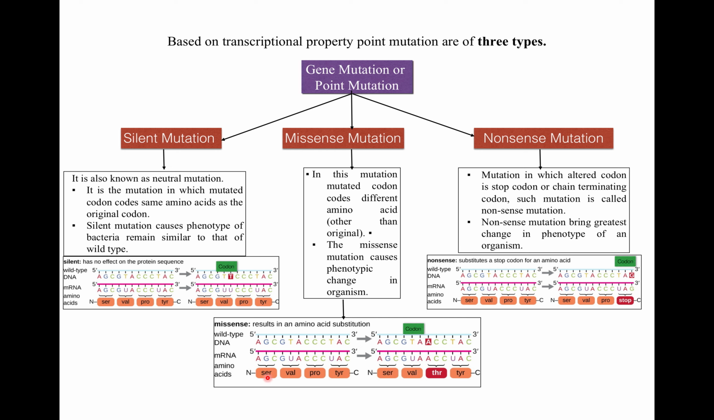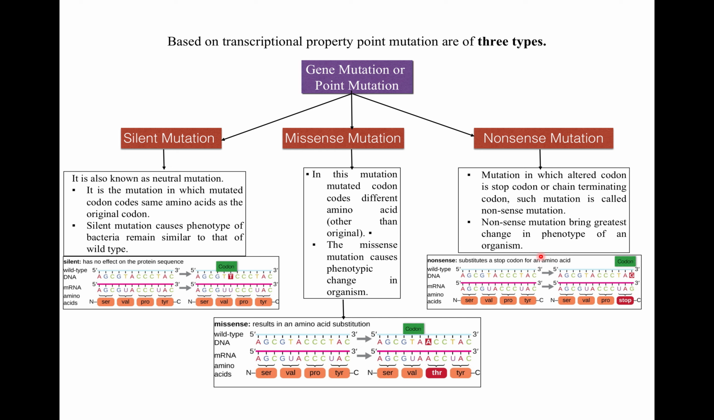So here is a complete change in the protein sequence. Originally there was a sequence serine, valine, proline and tyrosine, but after mutation there is a chain of amino acids with serine, valine, threonine and tyrosine. So in this codon, in place of CCC, now ACC, and CCC codes for proline and ACC will code for threonine. So it is a missense mutation.